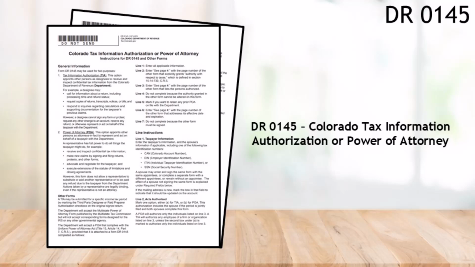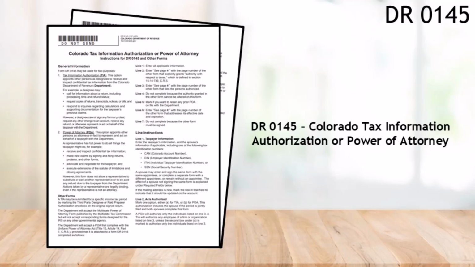The DR-0145 Colorado Tax Information, Authorization, or Power of Attorney form and instructions can be found on our website at tax.colorado.gov/DR0145. The form must be signed by both parties. If a third-party request using a client's FEIN and legal business name is received without a power of attorney, it will be denied by the department and may be subject to additional review.